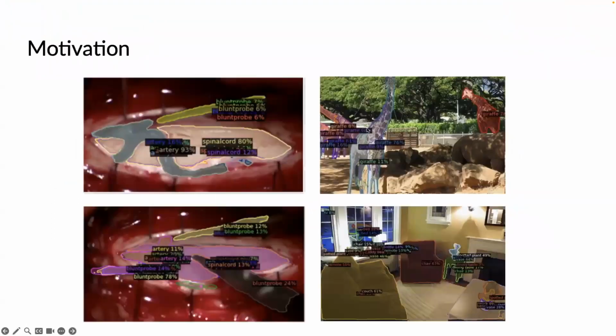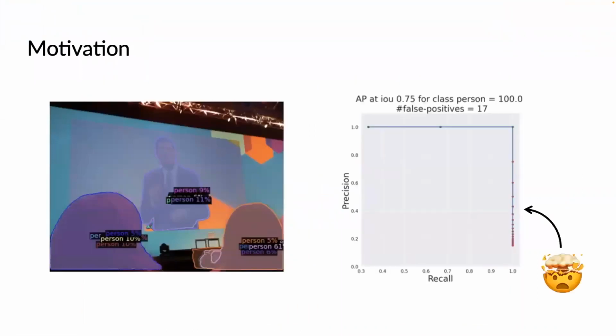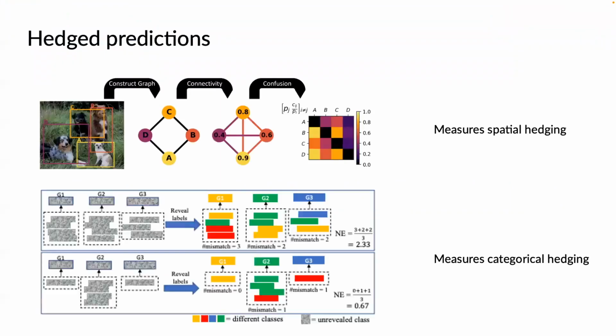We notice a lot of clutter in instance segmentation methods, especially a lot of false positives. A deeper dive into these false positives reveals that these are actually not penalized by the mAP metric, as you can see here.